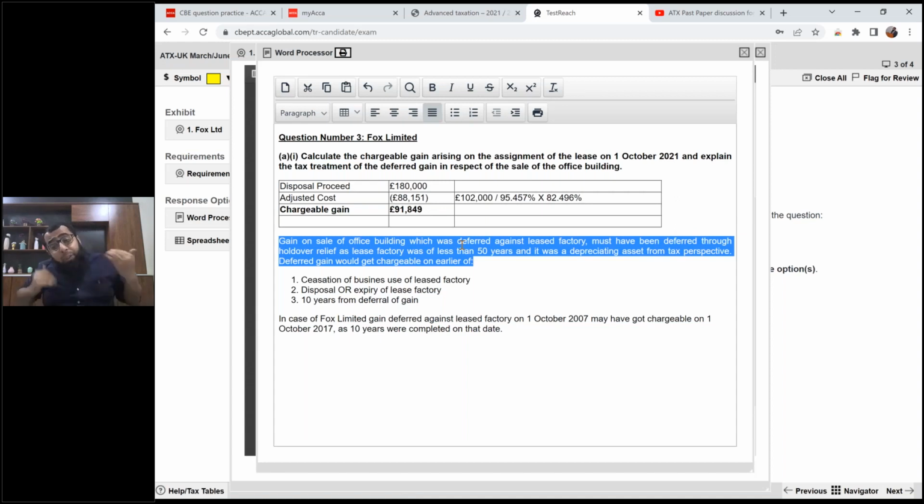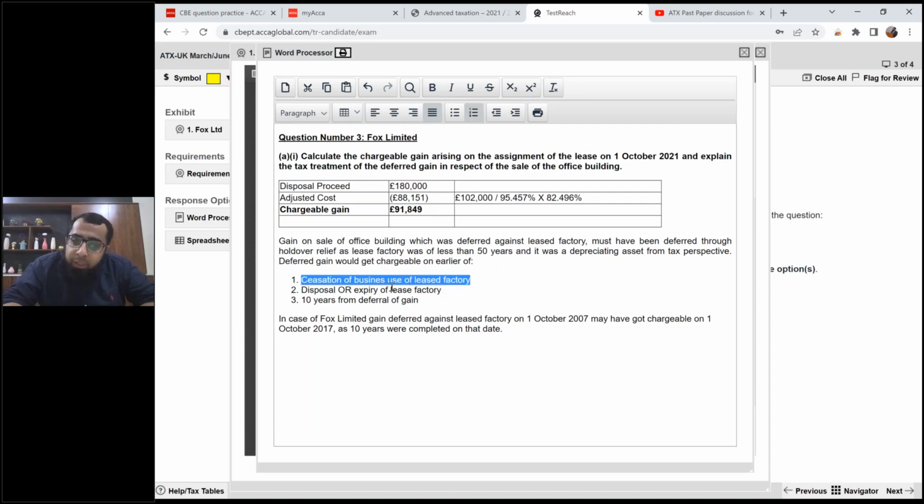Now, sir, how did holdover come to your mind? It was simple. Since the asset's life was less than 50 years, your mind should have alerted you that it shouldn't be rollover, it should be holdover. In case of holdover, the gain becomes chargeable when you cease the business use, when you dispose of the asset, and when 10 years have passed.